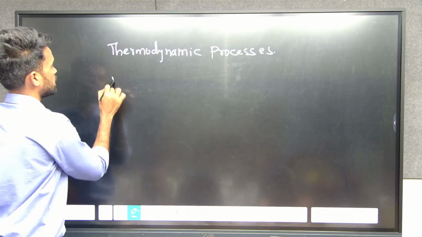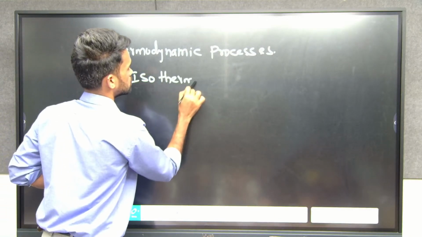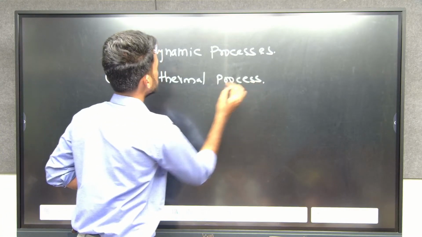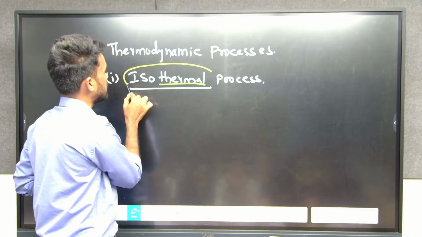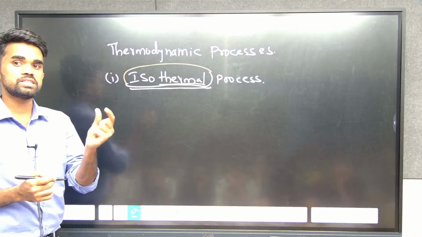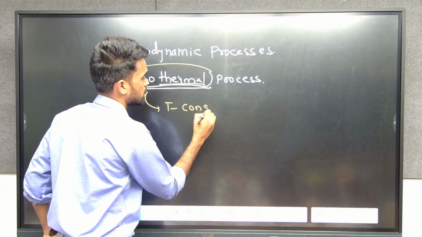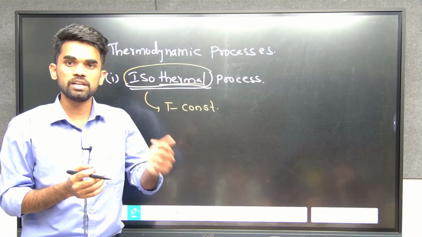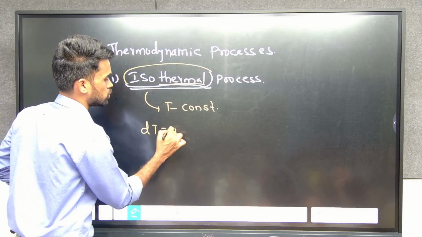So the first one is isothermal. Isothermal process means what? Iso means same, thermal means heat. If the process is happening at the same temperature, then we can say it is an isothermal process. So same temperature means temperature is constant. If something is constant, the derivative of any constant will be 0. So during this process, dT can be considered to be 0.